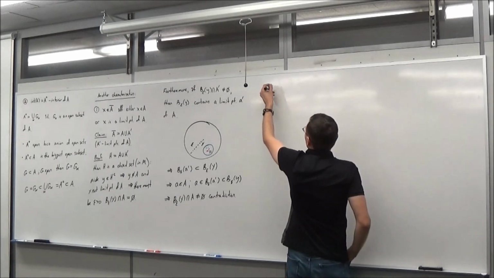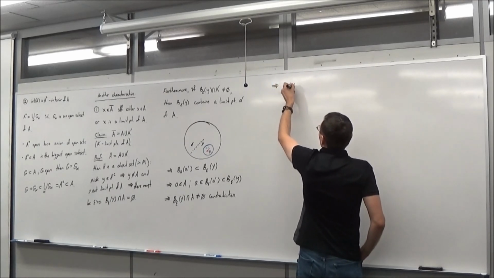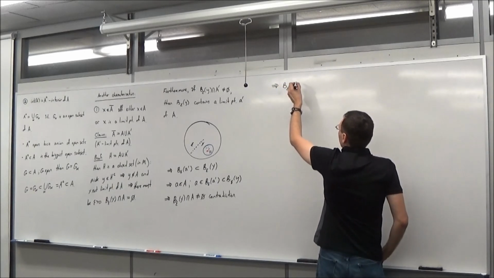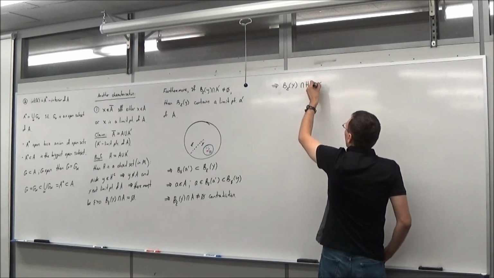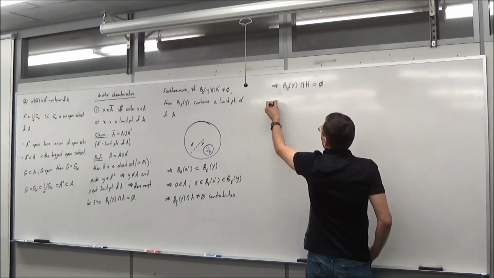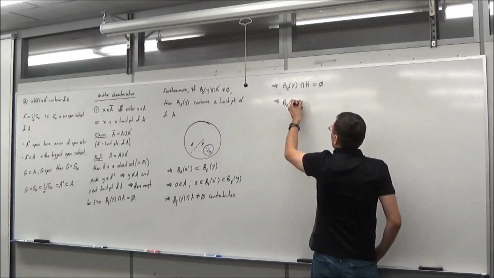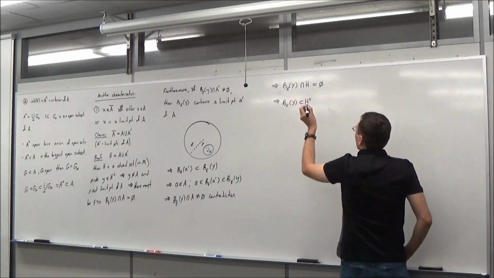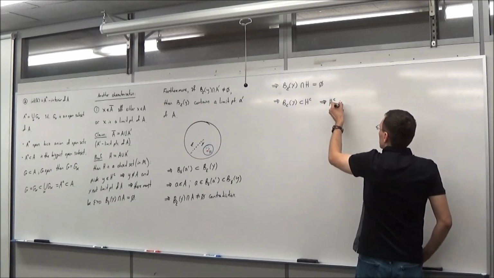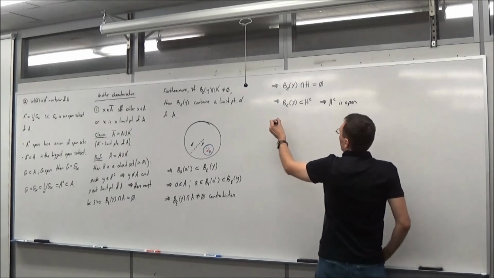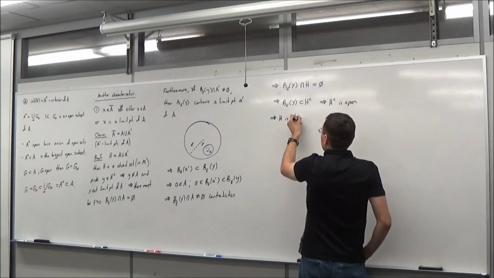So that implies now that B of radius epsilon around Y intersection H is empty, and therefore the ball of radius epsilon around Y is wholly in H complement, which then implies H complement is open, which then implies H is closed.